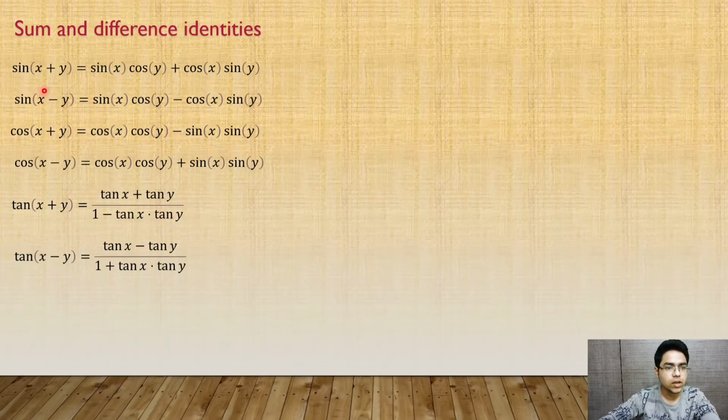If you are given sine and cos, then you can simply divide and get the value of tan, as tan of x plus y will be equal to sine of x plus y divided by cos of x plus y. Now for tan of x minus y, it is tan of x minus tan of y, divided by 1 plus tan of x into tan of y.